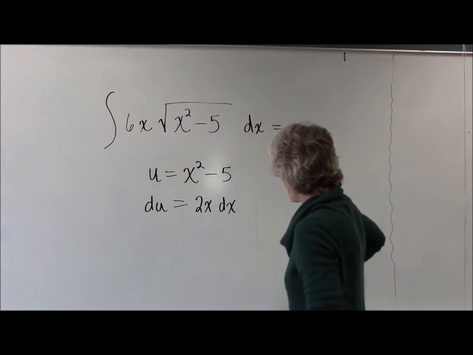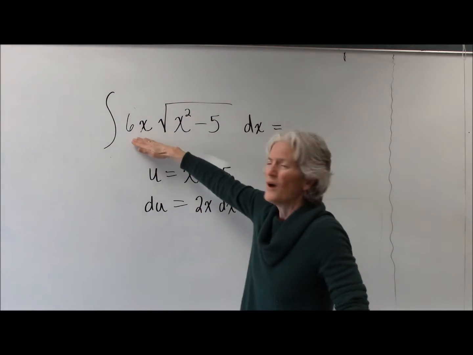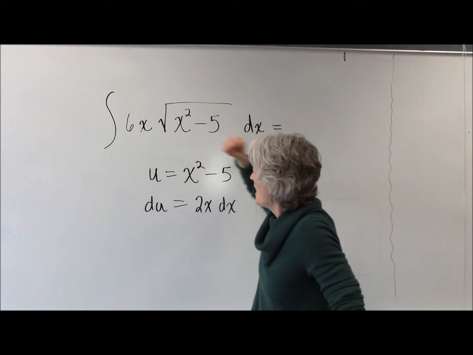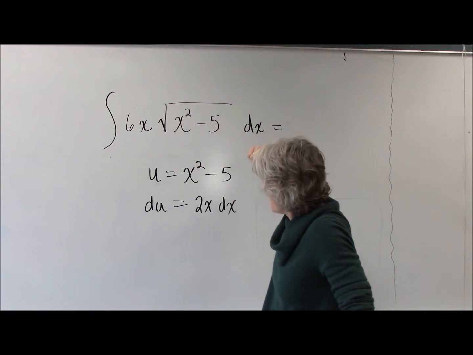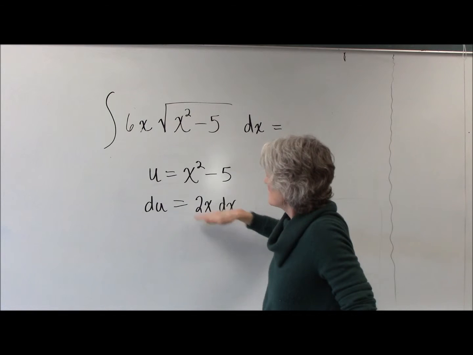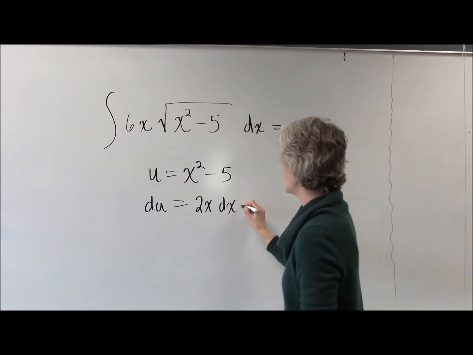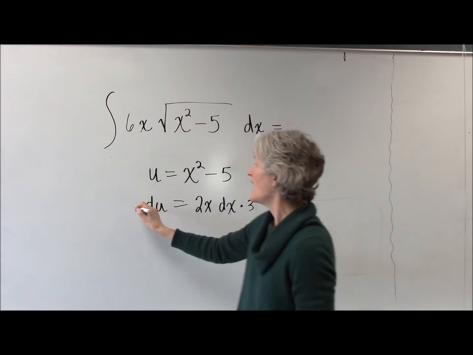But now I'm saying, wait a minute, that's a 2x. I don't want a 2x, I want a 6x. I can think of a couple different ways to handle that at this point. So what I would say is, how can I turn a 2x into a 6x? Let's multiply by 3. Okay, I think I can do that as long as I do it to both sides.